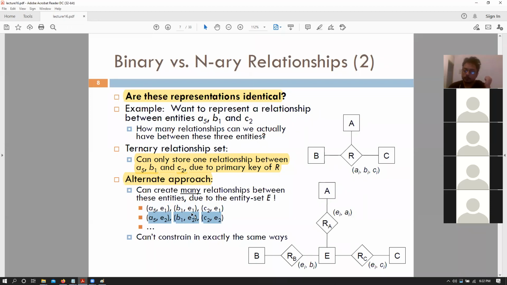So we can sort of get close to representing a ternary relationship as a set of binary relationships, but we cannot constrain it in exactly the same ways, right? We need to tack on more things to make sure that we are able to convert a ternary relationship into binary relationships, because in general, n-ary relationships are more complicated to implement as compared to binary relationships.